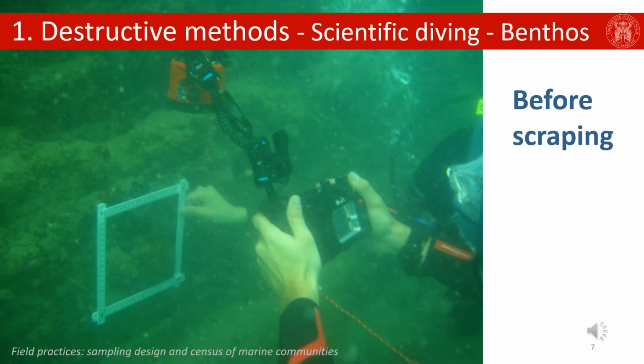Before scraping, remember to take 1 or more pictures of the sampling area. Once preserved in ethanol, or in formaldehyde, the collected organisms will contract and lose colors. Therefore, pictures of living organisms could help identify them.